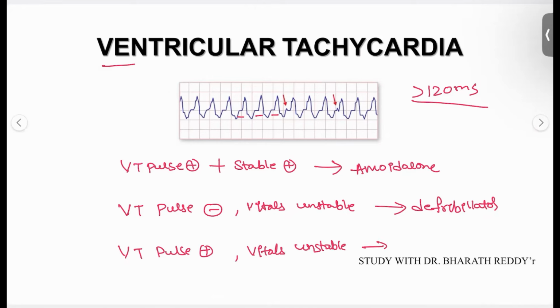You can go for the cardioversion for this patient. So this is how the ventricular tachycardia is treated.